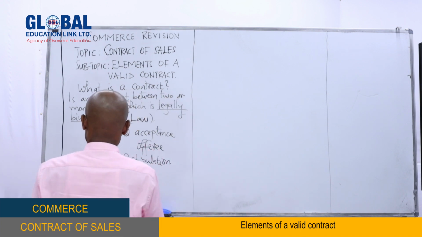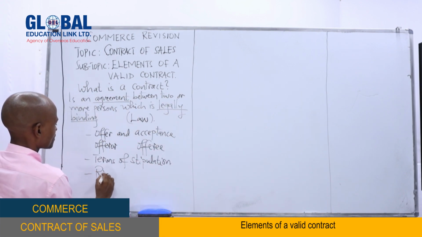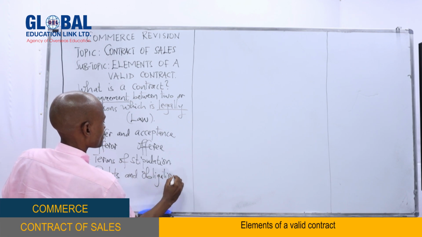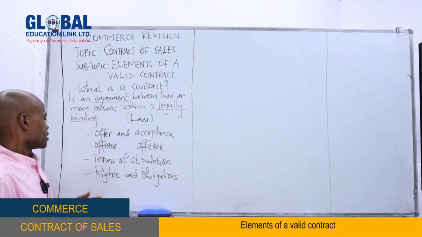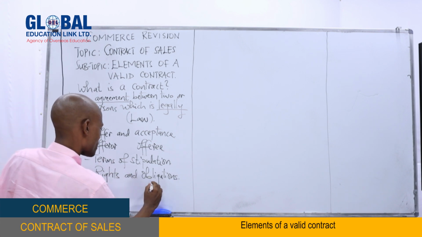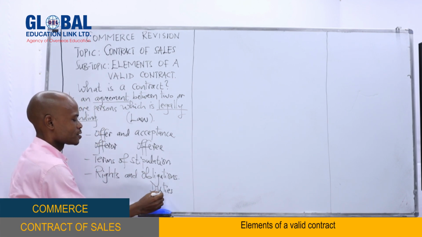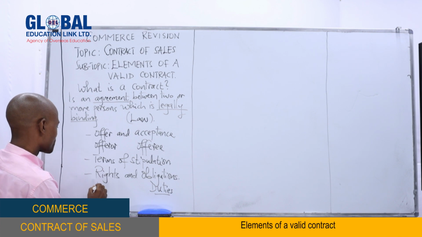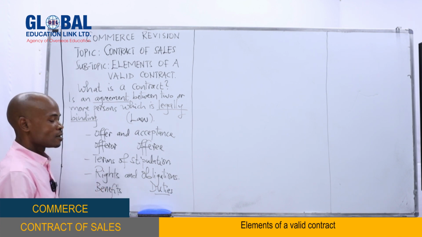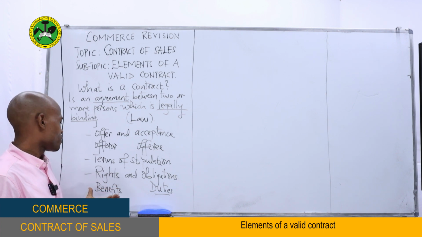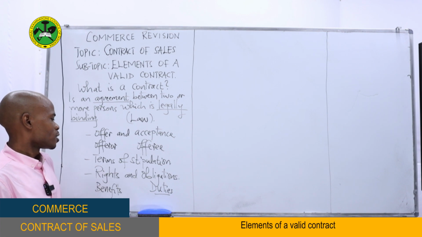So in a contract, there are rights and obligations. The obligations are duties which either of the parties must perform. And the rights are the benefits which, after performing, the side which has performed is entitled to receive. So you can see there must be these rights and obligations.